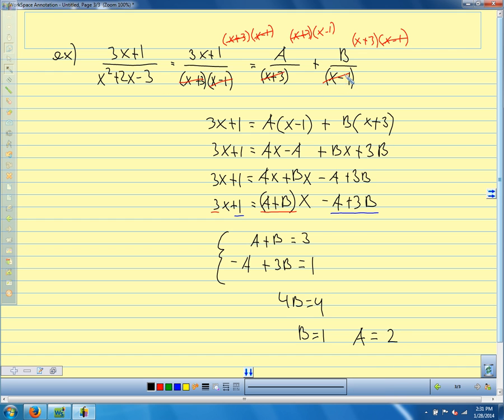And then I rewrite my partial fraction, so this equals 2 over x plus 3 plus 1 over x minus 1. So I've broken down this fraction into its partial fractions, using this process of setting the numbers equal to the numbers and the coefficients on the x equal to the coefficient on the x on this side. Questions there?